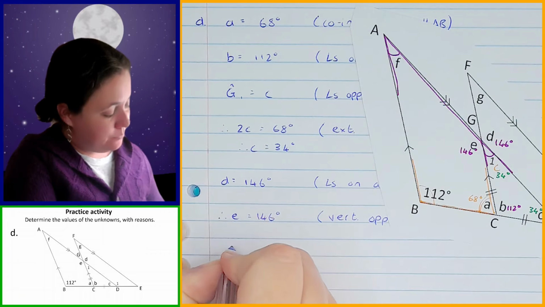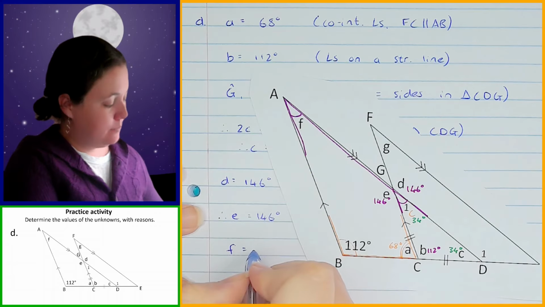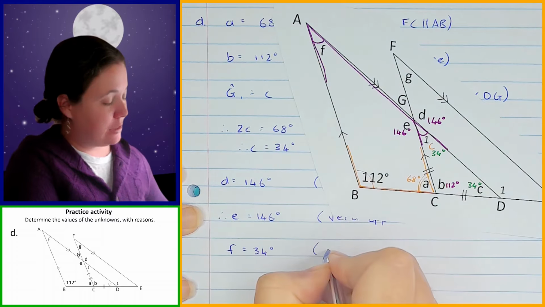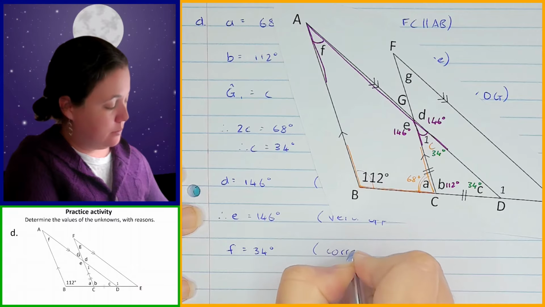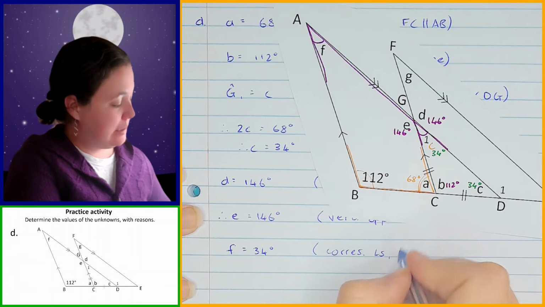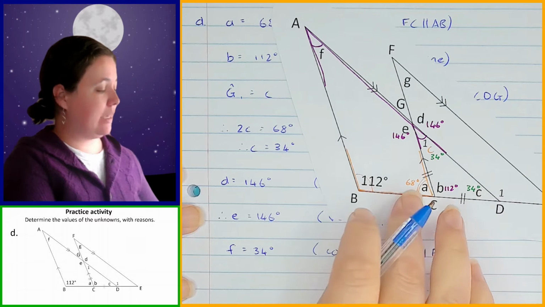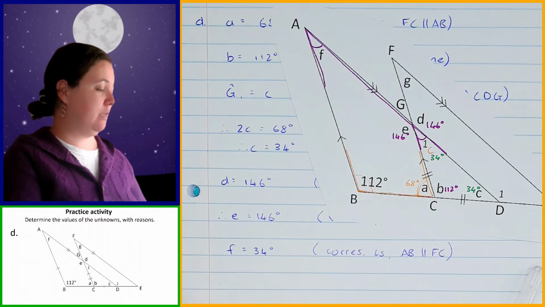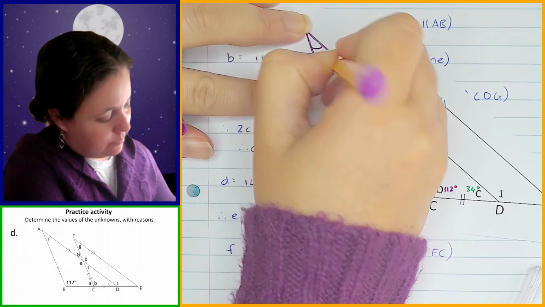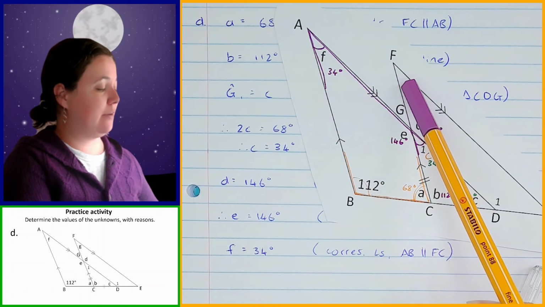So they are corresponding, which means that they are equal to each other because those lines are parallel. So F is equal to 34 degrees. And the reason I can say that is because they are corresponding angles with AB parallel to FC. Okay, so now I know that this over here is 34 degrees. And then the last one that we need to work out is G, which is sitting over here.